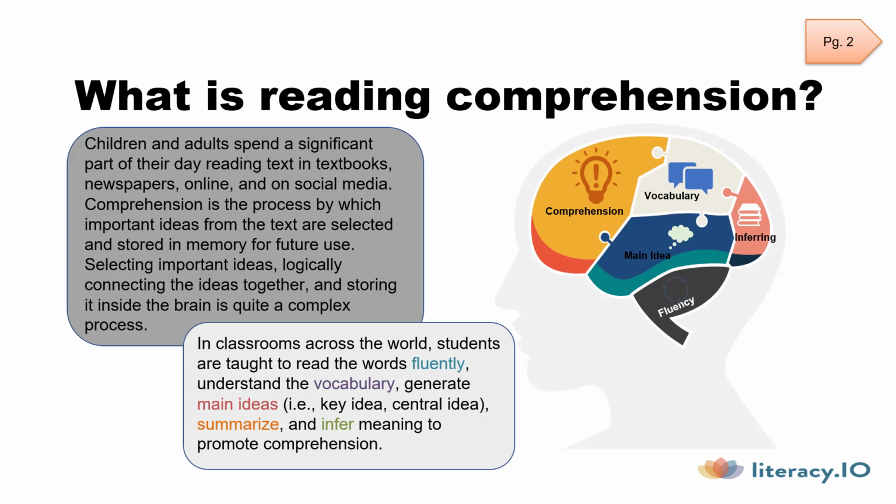In classrooms across the world, students are taught to read the words fluently, understand the vocabulary, generate the main ideas or key ideas or central ideas, summarize what they've read, and infer meaning to help promote their comprehension. Through many years of strong research, the Texas A&M University Literacy.io team has established a powerful knowledge acquisition and transformation, or CAT, method to help students and their families become super readers. We hope you will use the information presented here along with the weekly podcasts to enrich your child's future.